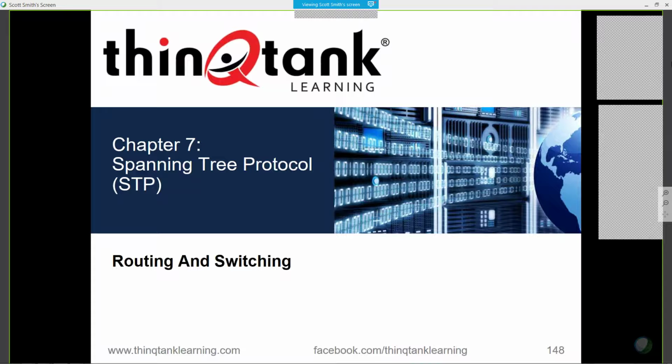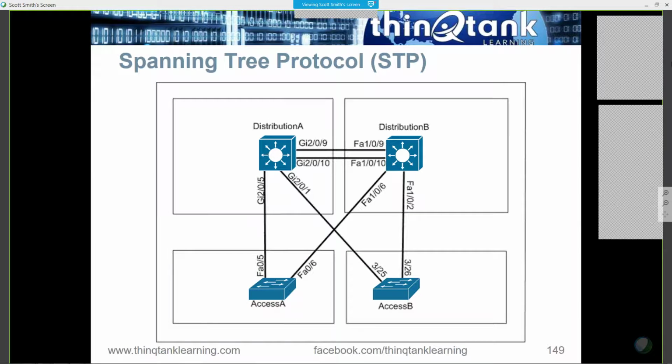All right. So this is a very typical design in an enterprise network where you have a collapsed core, distribution switch A, distribution switch B, running routing, multi-layer switching with VLANs and SVIs. And then you have your access layer redundantly connected to the core. So if distribution A goes down, distribution B can take over and vice versa. But there's an inherent flaw in this design from a layer 2 perspective, and that is that it creates layer 2 loops.